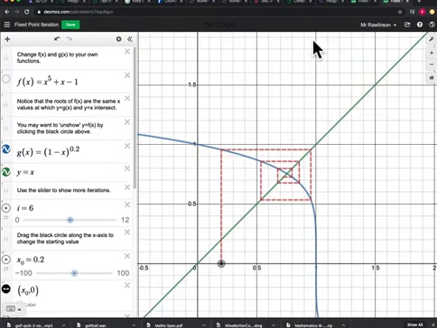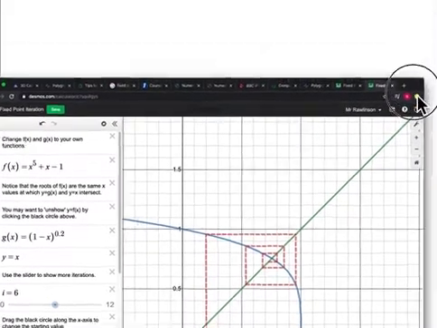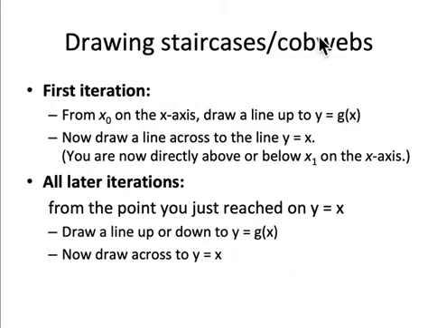So just to recap then, because you're going to get to practice this a bit later, when you're drawing these diagrams, you go from your original value up to the graph of your rearrangement g of x, and then you go along to y equals x. And then after that, you constantly just go back and forth, up and down, up or down to g of x, and then across to y equals x. It's hard to go wrong with that because you'll have just done across when you need to go up or down, and you've just done up or down when you need to go across.